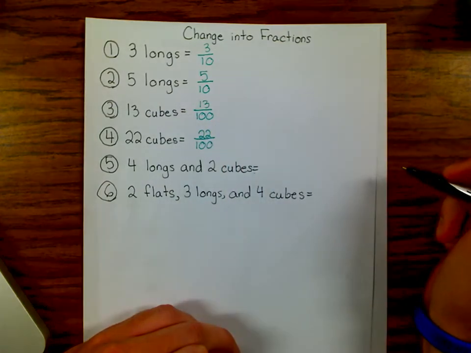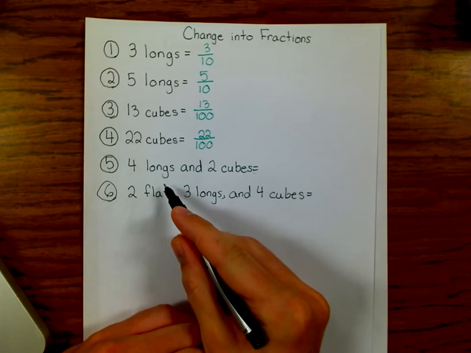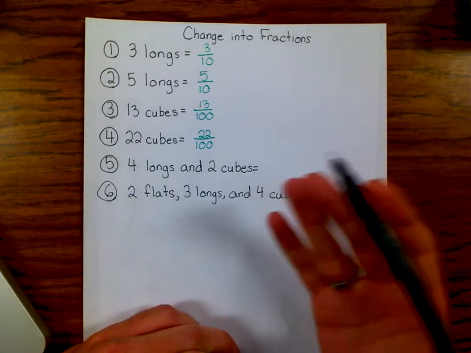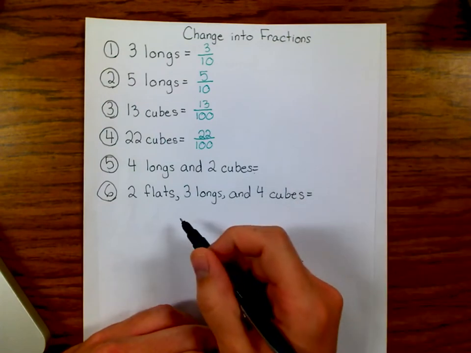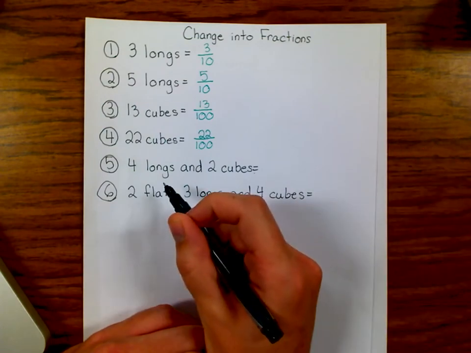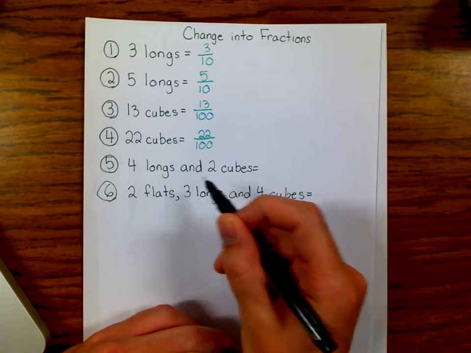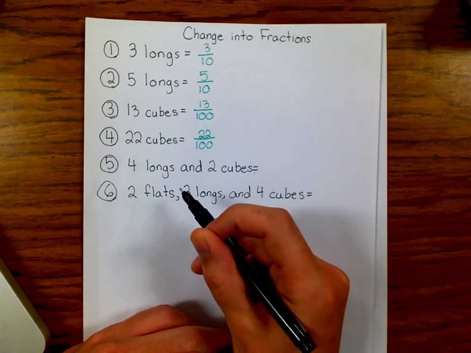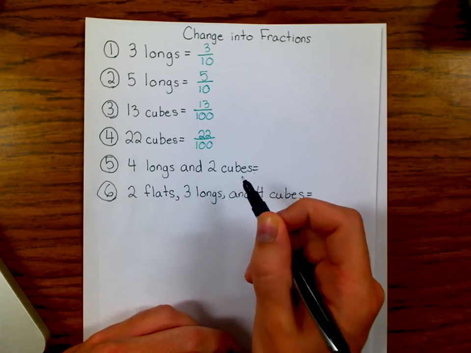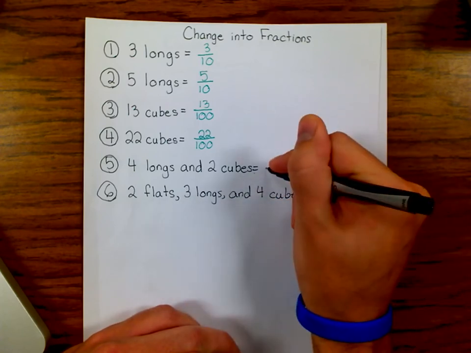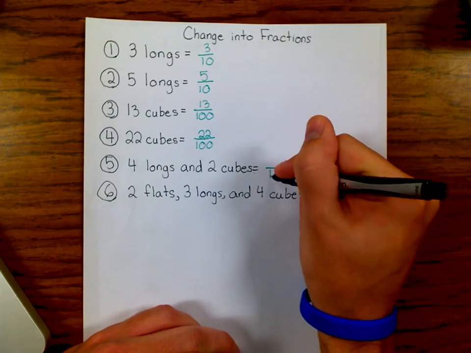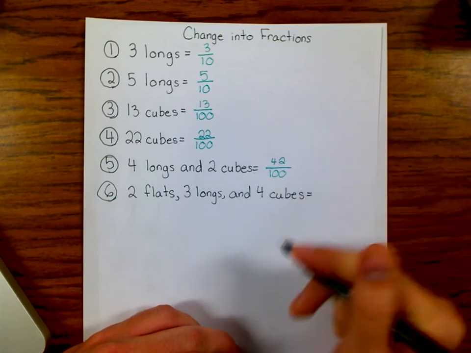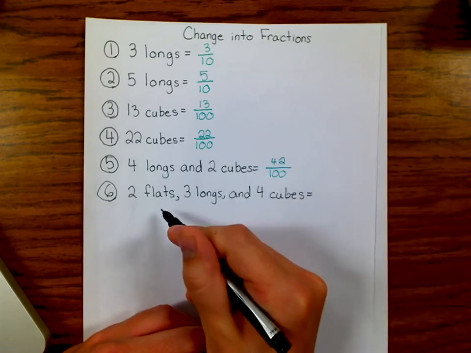Now, what I'd like to show you guys is if we have a mixture of longs and cubes. Now, you may be asking yourself, wait a minute, Mr. O'Malley, how can we really do this? Well, we can understand that 4 longs is going to be equal to 4 out of the 10, and 2 cubes is equal to 2 out of the hundredths. So this is like 42 hundredths. So that would be over 100, we have 42. We can do the same if we have flats.